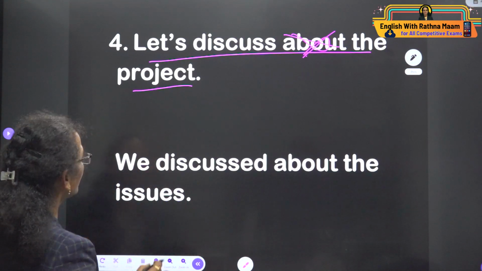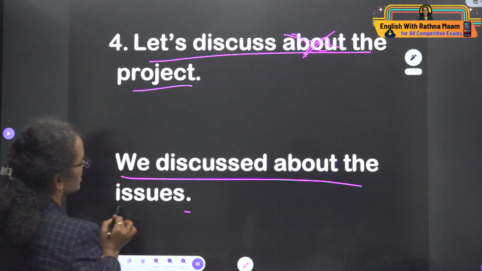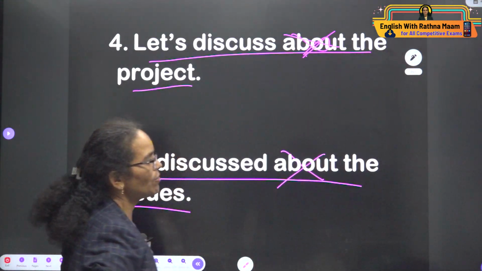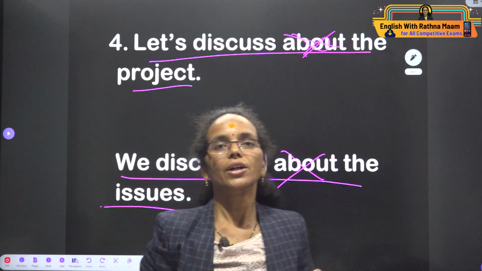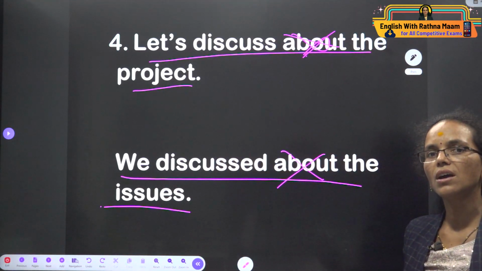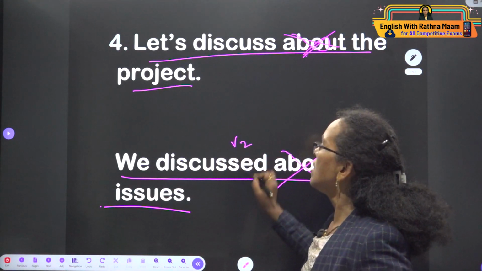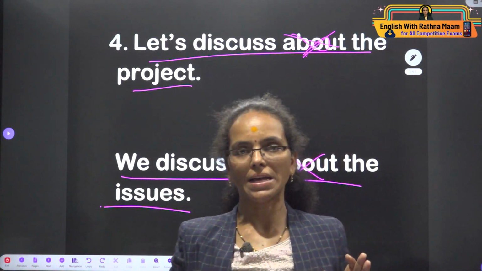Right? Next, we discussed about the issues. No, it should not be followed by about. We discussed the issues. That's it. Again, the sentence is in the V2 form, meaning the simple past tense.